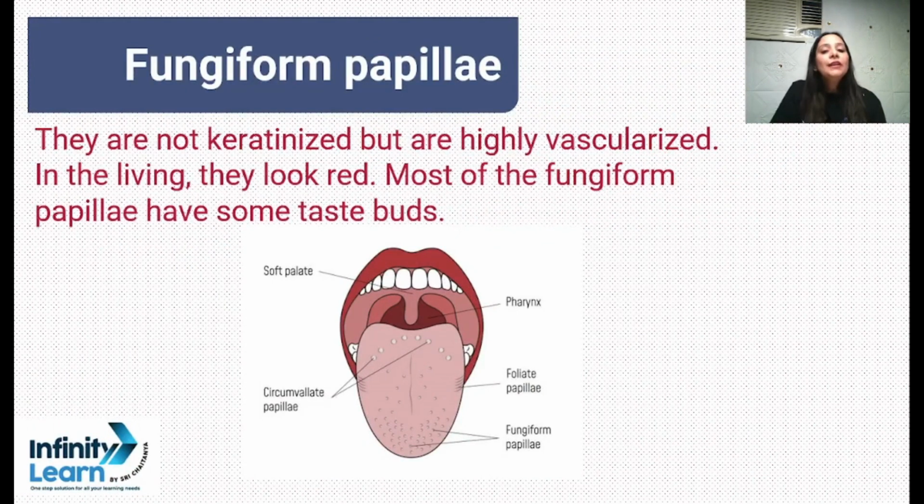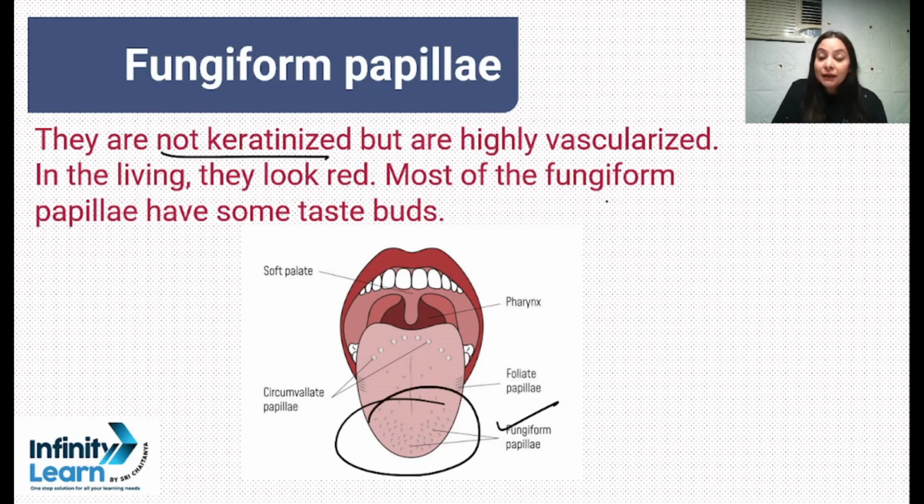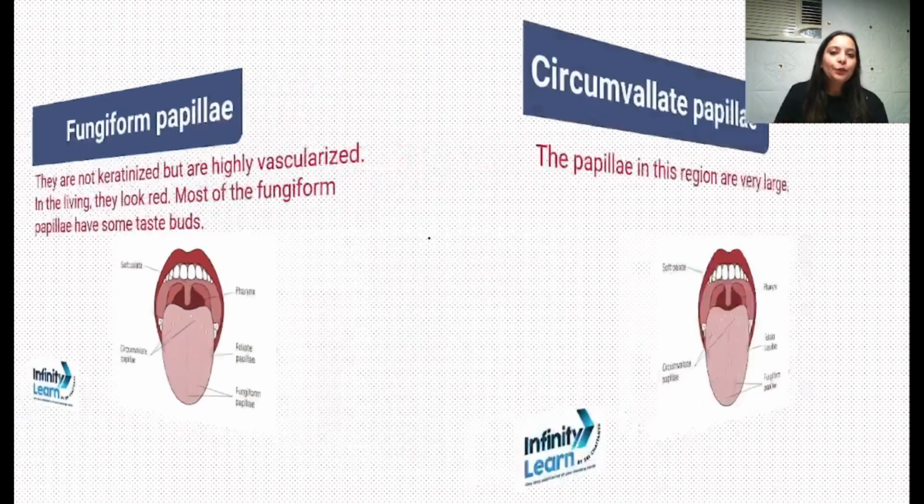Now, moving on to another kind of papillae, that is fungiform papillae, which you find here. So they are not keratinized, but they are vascularized. That means they've got good blood supply, and that is the reason they look red. And most of them, again, have taste buds, like they were in filiform papillae also.